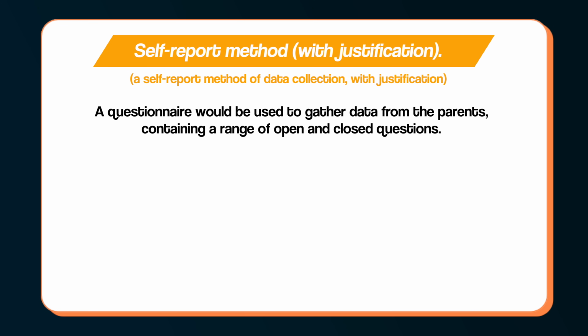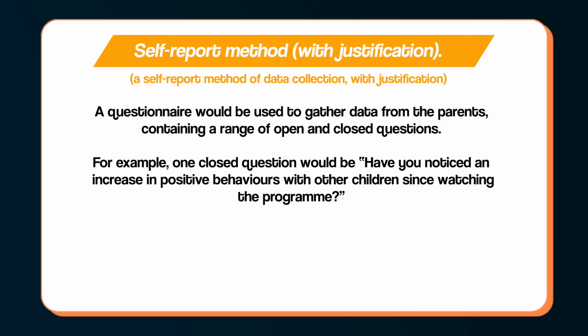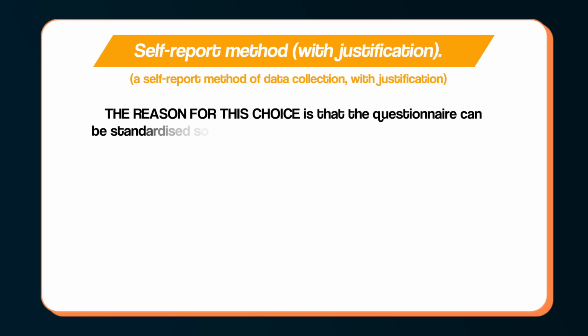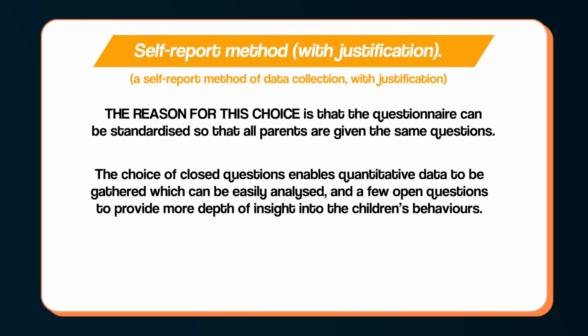For example, one closed question would be, have you noticed an increase in positive behaviours with other children since watching the programme? An open question would be, please describe an example of a positive social behaviour your child has shown more of since watching the programme. The reason for this choice is that the questionnaire can be standardised so that all parents are given the same questions. The choice of closed questions enables quantitative data to be gathered, which can be easily analysed, and a few open questions too, to provide more depth of insight into the children's behaviours.